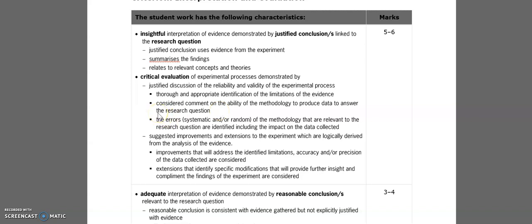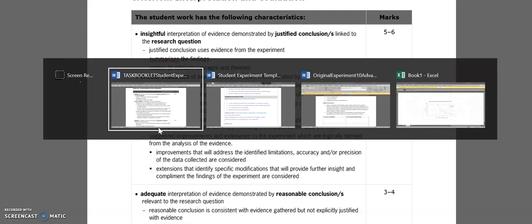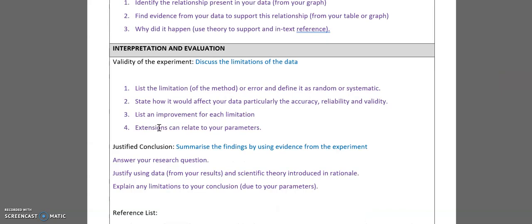You're going to have to discuss the errors, whether they're systematic or random errors, and the ones that are relevant to the research question and the impact on the data. So we'll have a look at that part of it first. What I suggest you do is you state the limitation of the method or the error and define it as random or systematic.